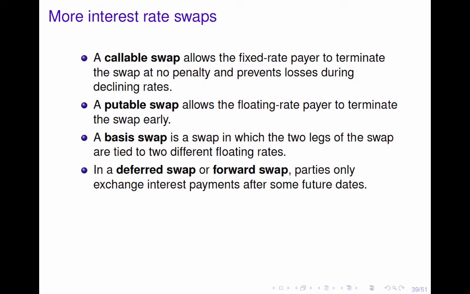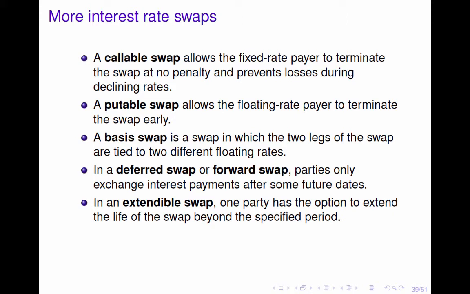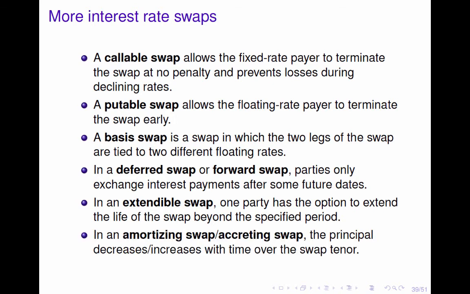In a deferred swap or forward swap, parties only exchange interest payments after some future dates. In an extendable swap, one party has the option to extend the life of the swap beyond the specified period. In an amortizing swap or accreting swap, the principal decreases or increases with time over the swap tenor. With the additional features, these swaps are usually more expensive than the plain vanilla interest rate swaps.